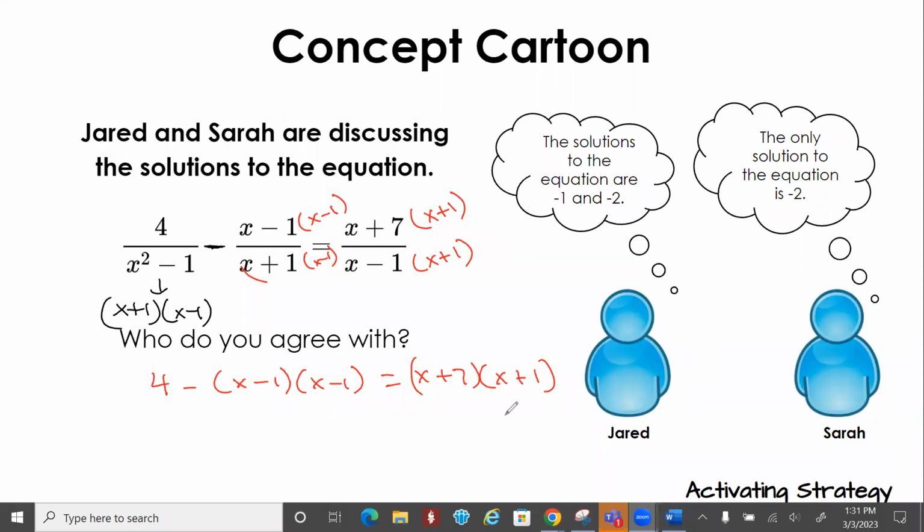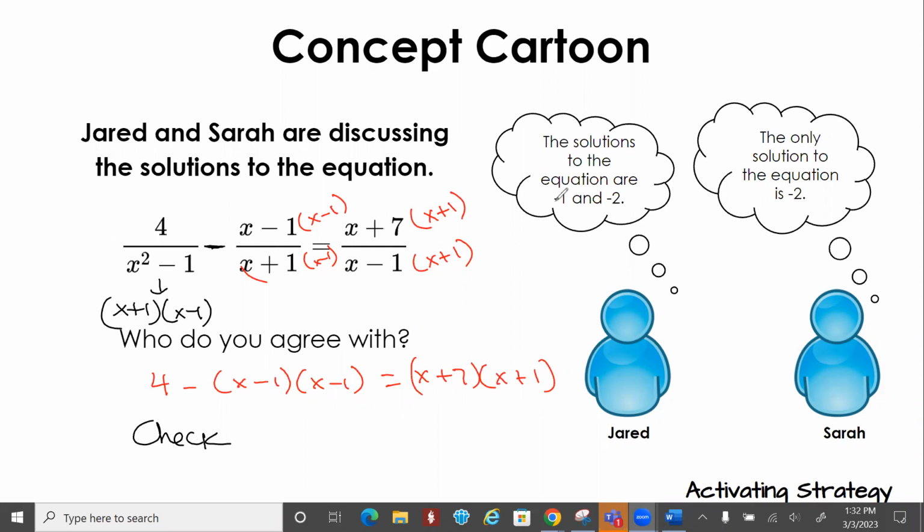If we distributed all this and we solved, again, we probably would get -1 and -2. What do we have to do at the very end when we solve? After we solve, we got to check our solution. So we're going to take our two choices and plug them in. Is it the numerator or the denominator that we care about with these solutions? The denominator. We cannot have it equal 0, right?